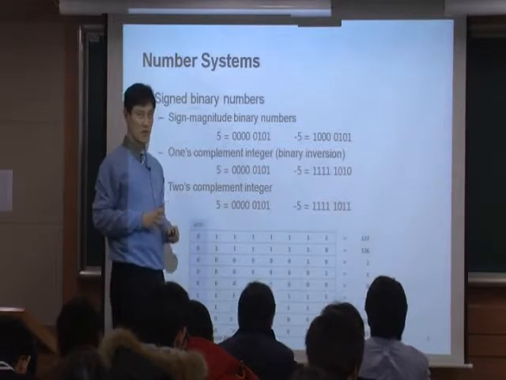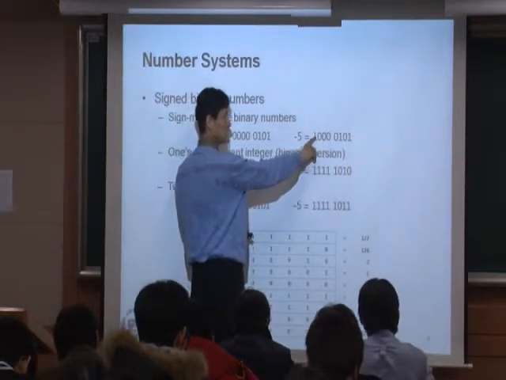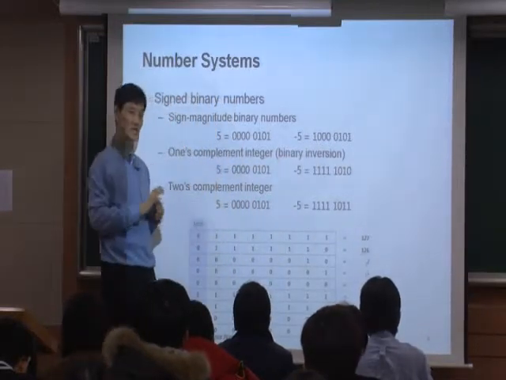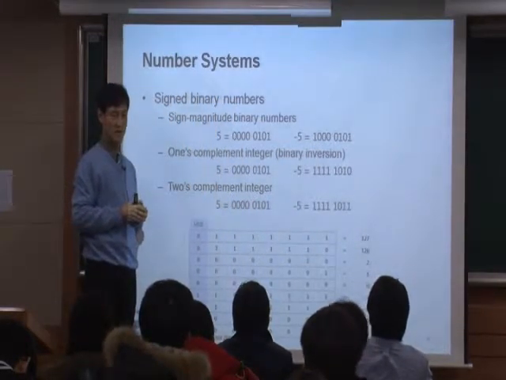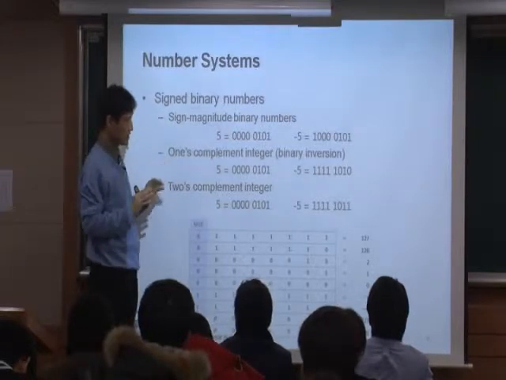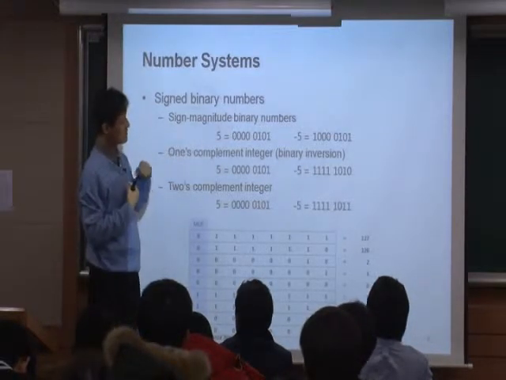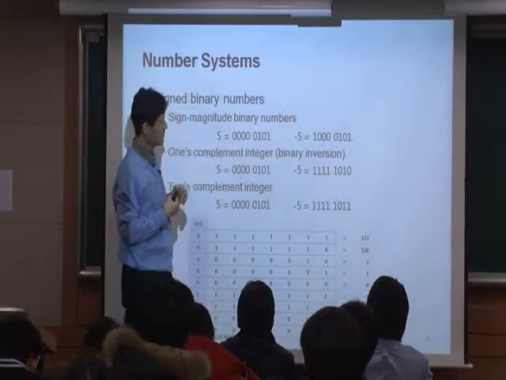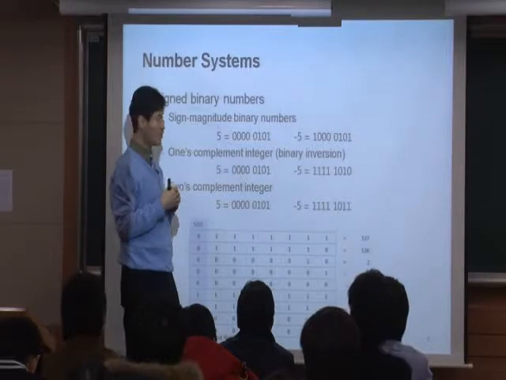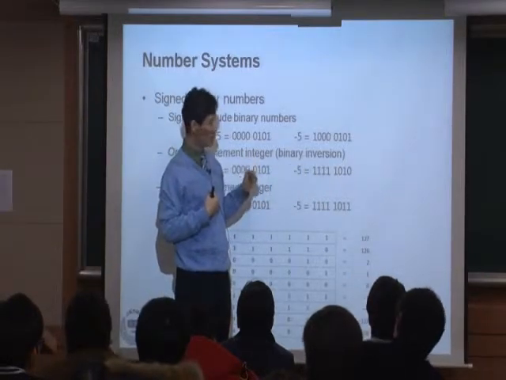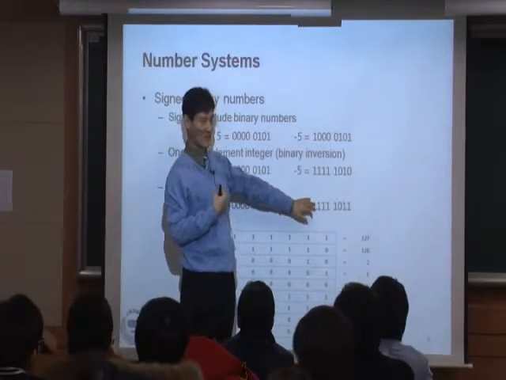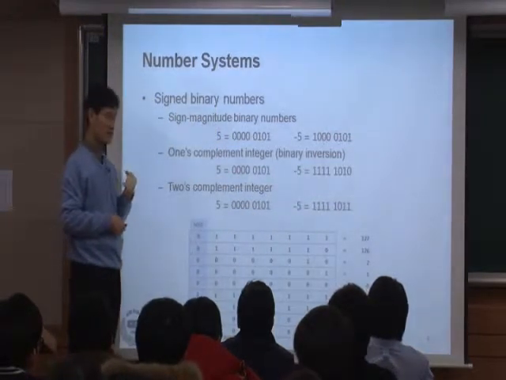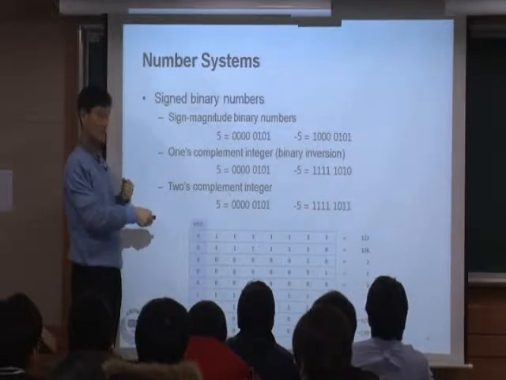What the microprocessor knows is that this number has MSB 1, and this one has MSB 0. That's all the microprocessor knows. Other than that, it doesn't know anything. But when we read this, we read one as -5 and the other as 5. If we use 2's complement, then we read this one as -5.